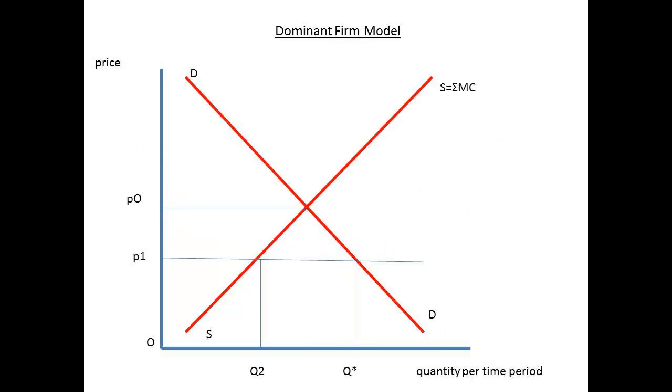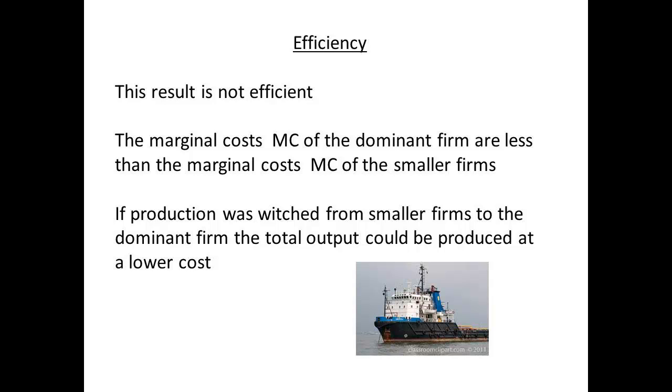The smaller firms produce a quantity Q2. The sum of Q1 and Q2 equals Q star, which is the total market demand at price OP1. This is not efficient, since marginal costs for the dominant firm are less than those for the smaller firms, so if the dominant firm produced all of good X, this would be more efficient. You might want to think about why a dominant firm might not be willing to do this.